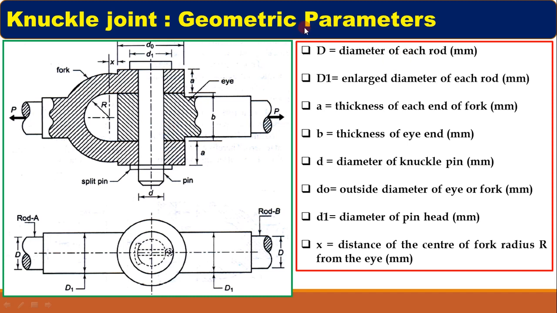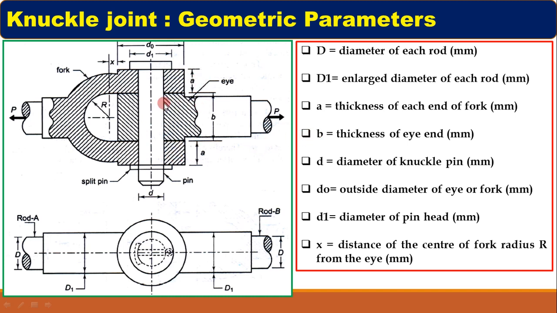Let us quickly revise. Capital D is the diameter of each rod which is to be connected using knuckle joint. D1 is the enlarged diameter. This rod on both the sides is enlarged. This rod is enlarged in this region. Similarly, this rod is enlarged in this region and its diameter is capital D1. Then small a is the thickness of each fork end. This fork has two ends. This is the top fork end and this is the bottom fork end, and its thickness is small a.